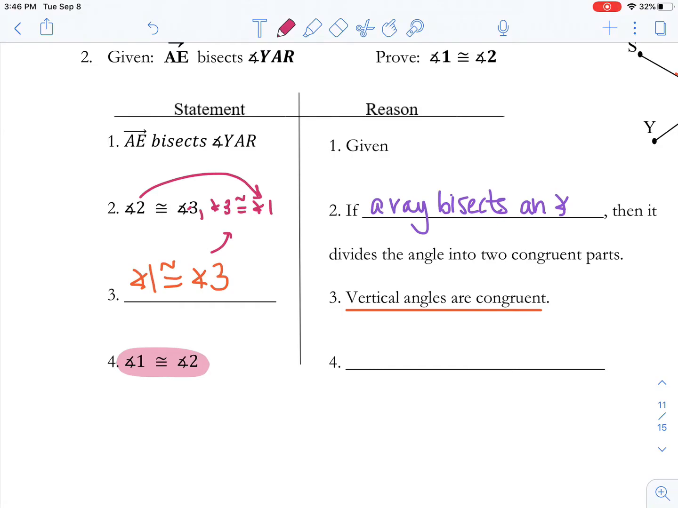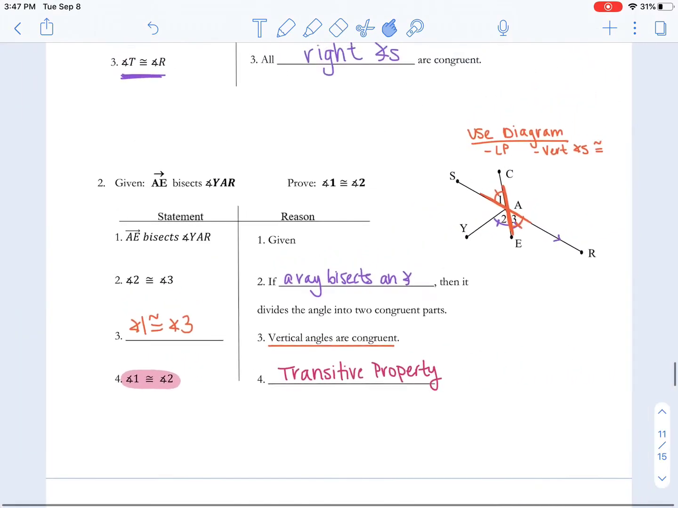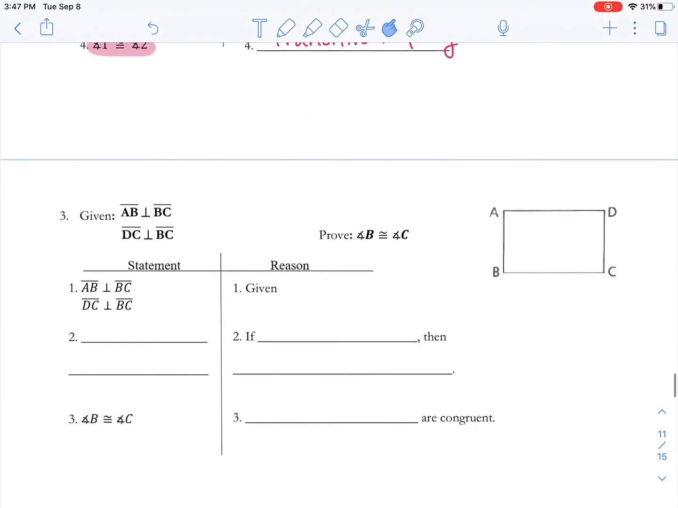So now I can say angle 1 is congruent to angle 2 from the transitive property, the train of congruences. And again, you can just write transitive. You don't need to write it in if-then. This is one of the few theorems we don't need to write in if-then form. So we were able to show that angle 1 is congruent to angle 2 using a couple of different theorems and properties. Nice, let's keep going.